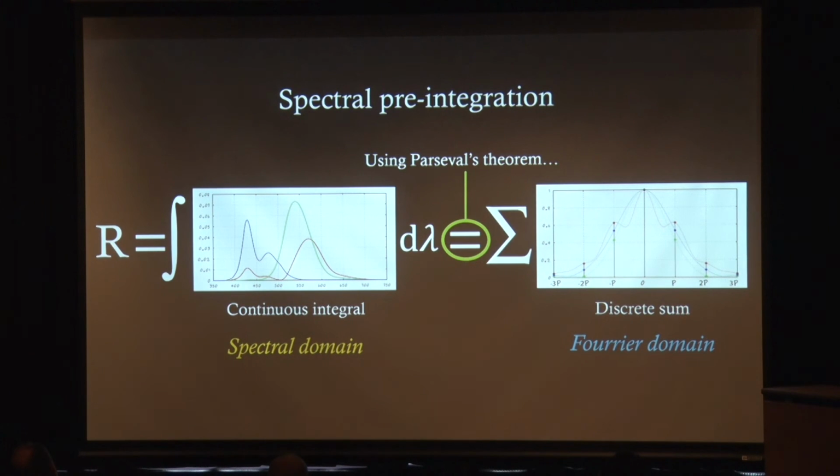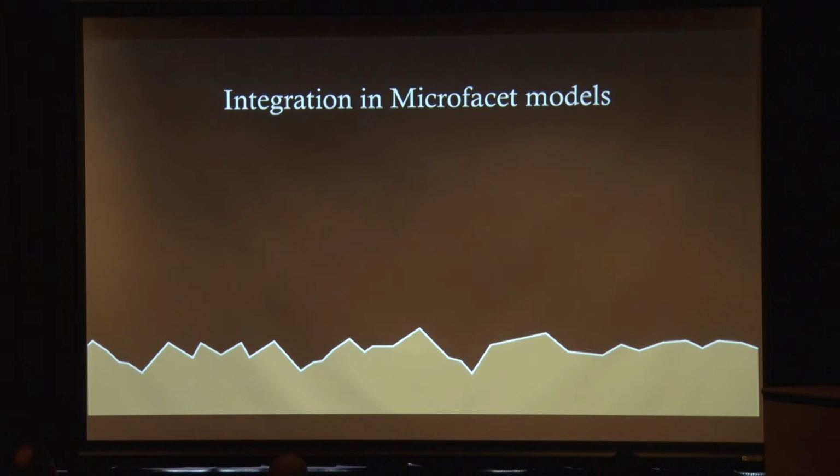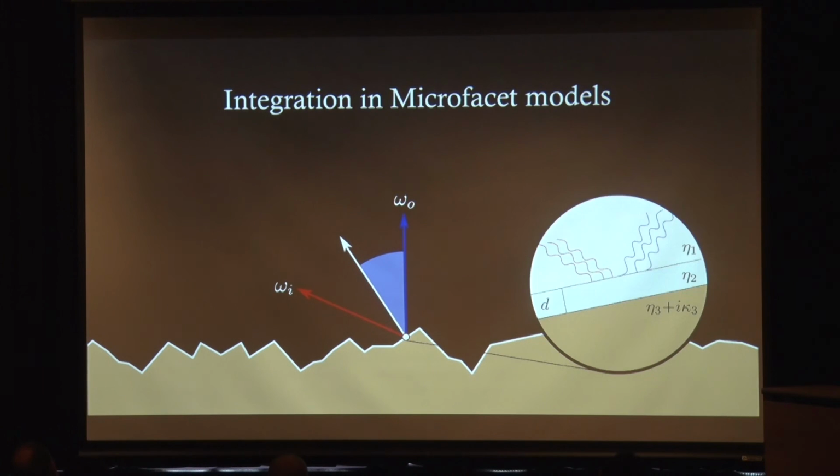But maybe you realize that until now I was only talking about materials that are smooth on a micro scale. So what about rough materials? Well, there's a way to integrate that easily in microfacet theory: to assume that each microfacet is actually coated with a thin film.